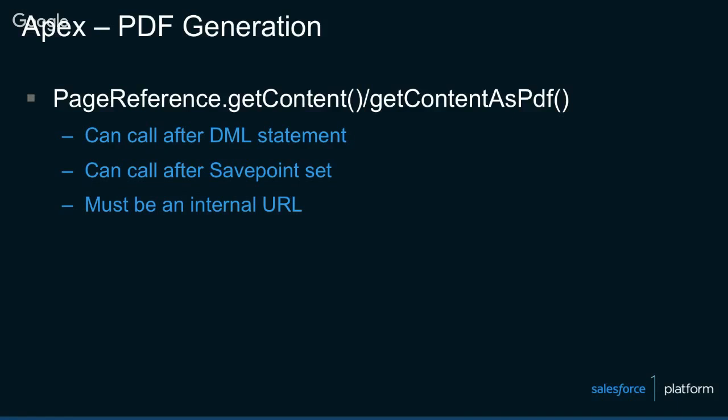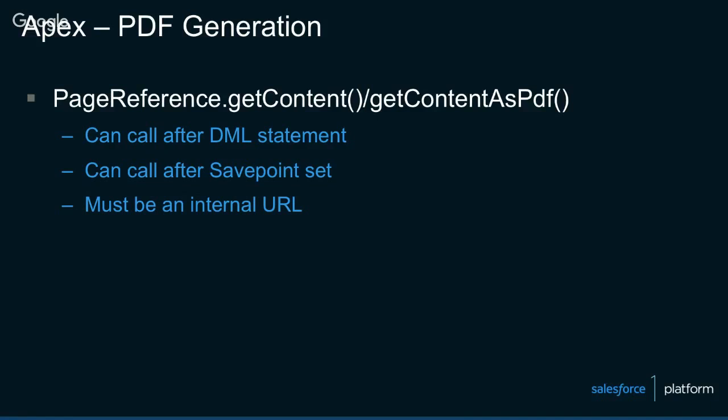So in Winter 16, one of the things that was added was the ability to do it from a batch context. That's really nice if it's local. So that was great. Now you can call it from a batch context, so you could schedule a job to run and create PDFs of certain information through your batch job.